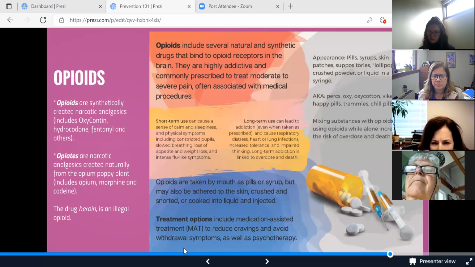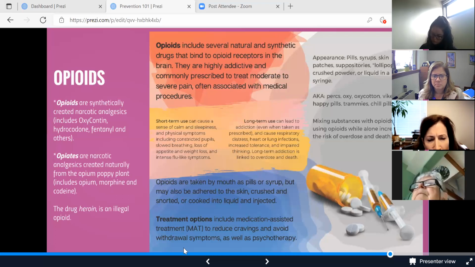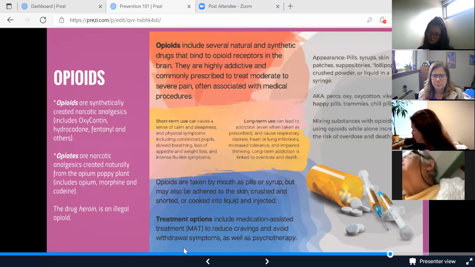One thing that is of particular note is that mixing substances with opioids can increase the risk of overdose. Common things that you might see people mix with opioids is alcohol, which is particularly dangerous as it lowers inhibition and lowers the person's perception of risk when they use it. They have a higher risk of overdose and possibly dying.